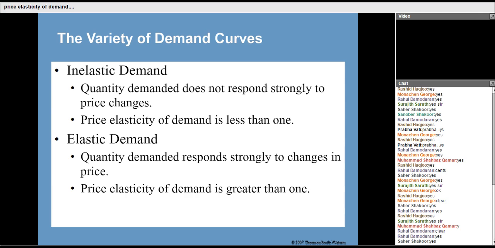That's our very general perception, isn't it? Even I go from shop to shop to see where the lower prices are available for a commodity. Is it clear, right? So that is called elastic demand.